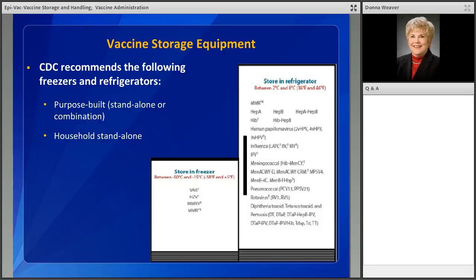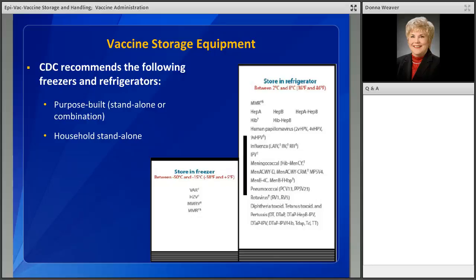Refrigerated vaccines should be stored at temperatures between 2 degrees Celsius and 8 degrees Celsius. That's 36 degrees Fahrenheit and 46 degrees Fahrenheit. The thermostat should be set at mid-range to achieve a temperature of about 5 degrees Celsius or 40 degrees Fahrenheit, which will decrease the likelihood of temperature excursions.